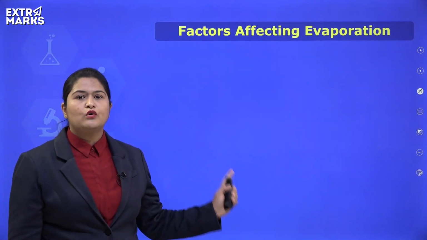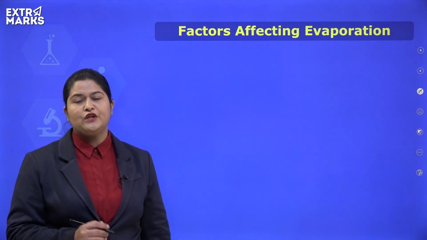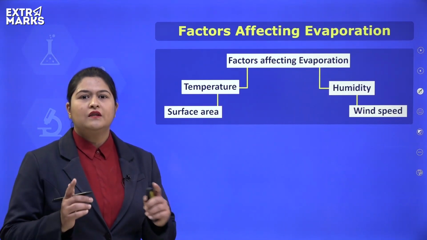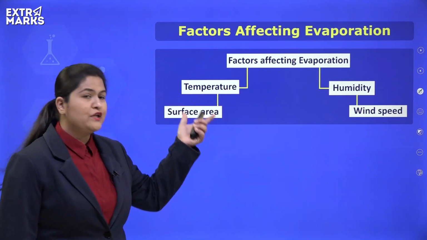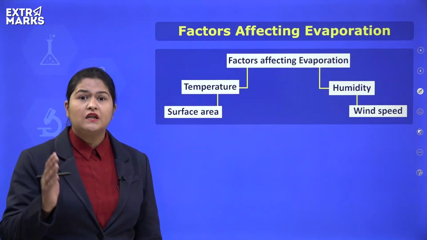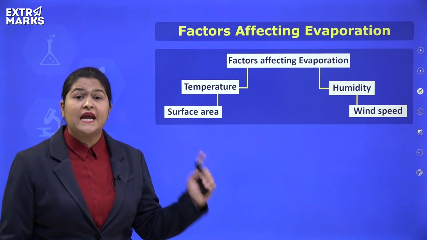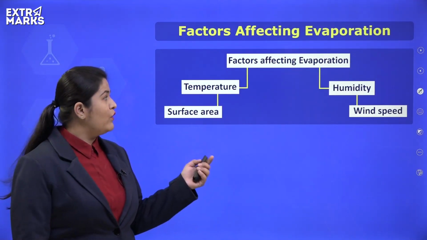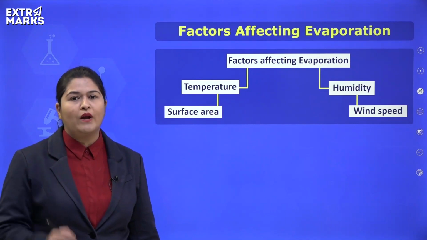Now, coming on to the factors that affect the rate of evaporation. And what are those factors? The factors are temperature, surface area, humidity and wind speed. These are the four factors which change the speed at which evaporation takes place. So, we are going to discuss these factors one by one.